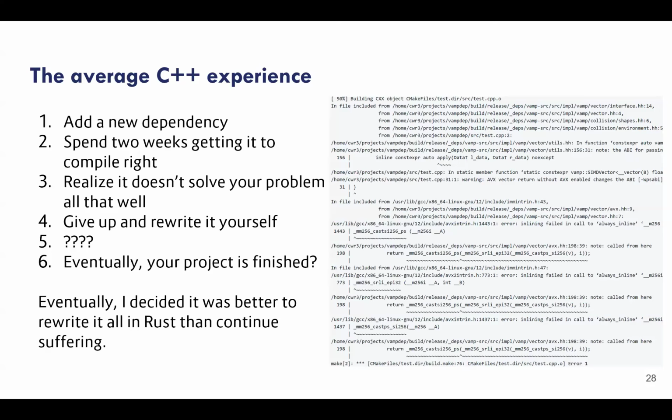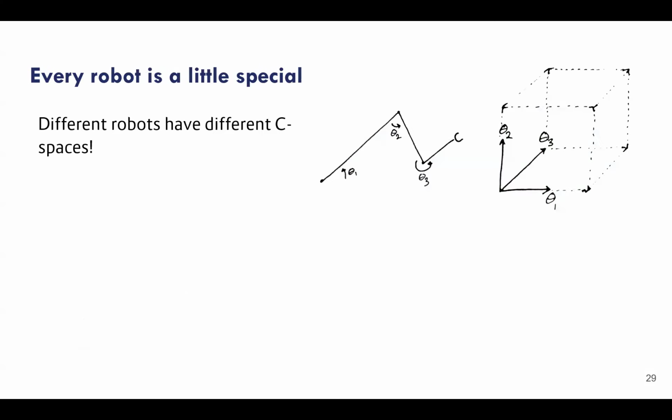And so I eventually threw everything out and rewrote it all. But if we want to rewrite everything, we want to do it right. And we want to be general across all our robots and all our environments and all our planners and so on. And I'm a perfectionist. So we had to start thinking about the kinds of robots we're working with.